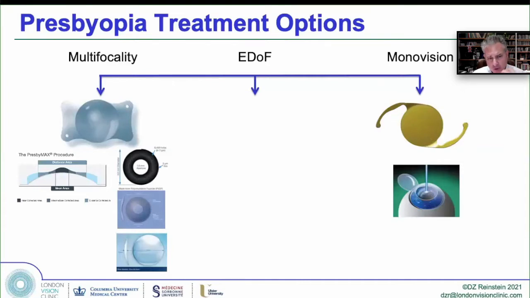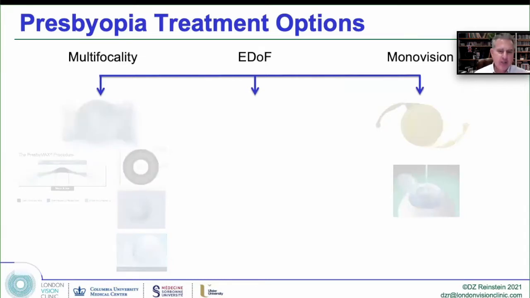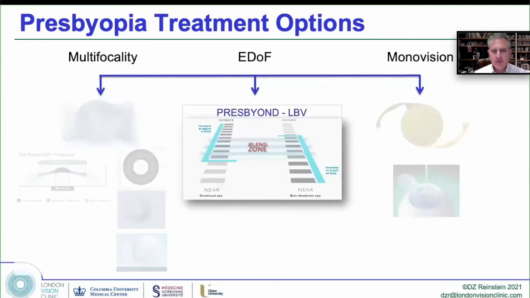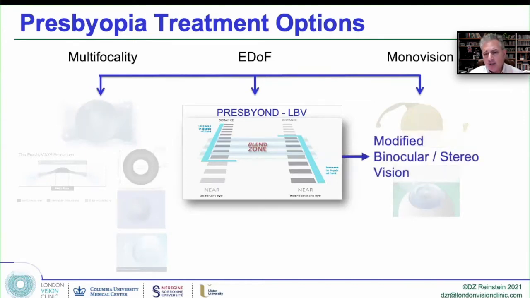What I want to show you is that the whole of the industry has actually converged on a different solution, which takes care of the biggest compromises of these two modalities, and that is the use of spherical aberration to increase the depth of field and produce, with a small anisometropia, continuous vision from near to distance. And this is actually not monovision, and it's not multifocality. It's actually a modification of binocular vision.